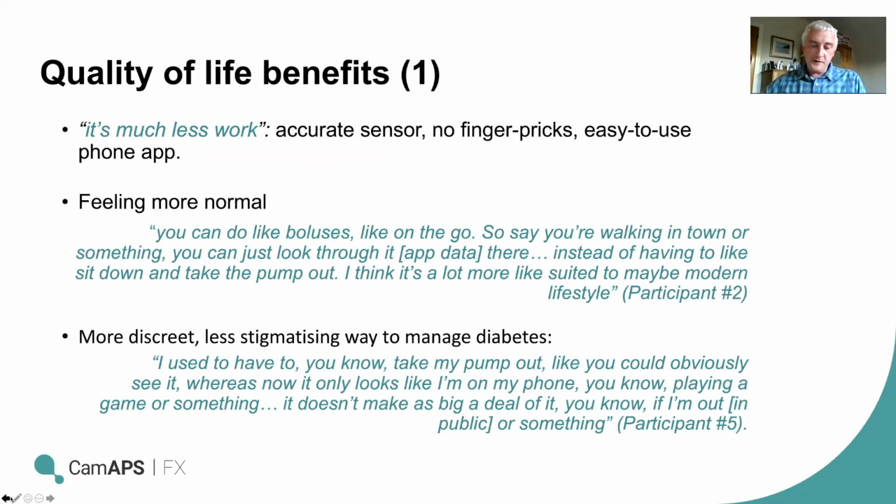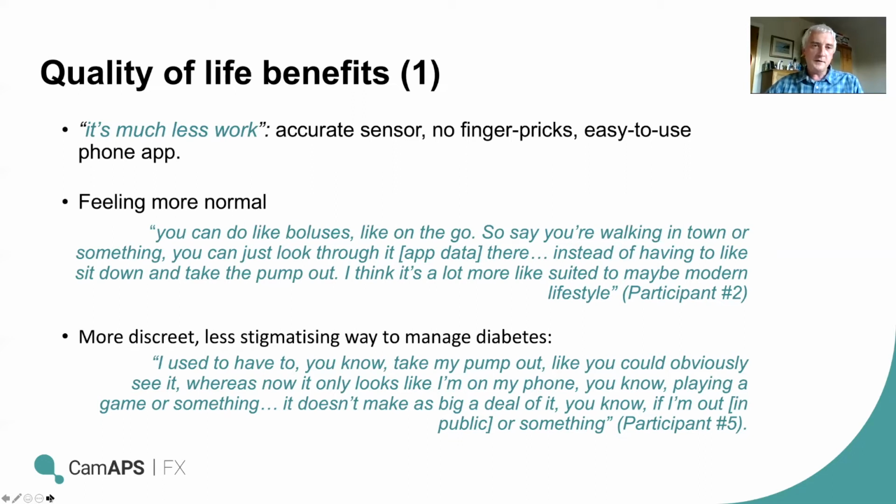In our study, everyone actually talked about the quality of life benefits that they'd experienced using CamAPS. All of the young people that I spoke to described how the system involved much less work to manage their diabetes. There were several reasons for that. One of the main ones was that the sensor was so accurate, they no longer needed to do finger pricks. But because the CamAPS app was so useful, they also found it was great to check their glucose levels and administer insulin. It was really easy to use, as Ewan pointed out.